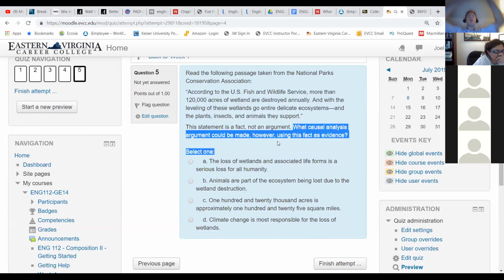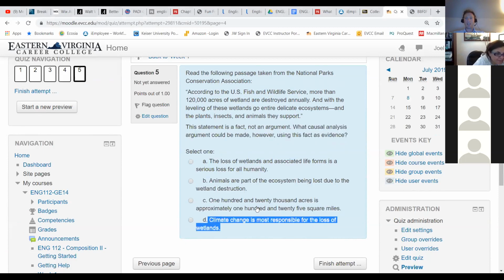That's right. So I've got all this wetland being destroyed. I'm going to make an argument as to why I think this is happening. I think this is happening because D. Yeah, D. Climate change. I could make an argument for climate change, whatever your feelings are on that subject, but I could make that argument. Climate change is the cause for all this wetland being destroyed.